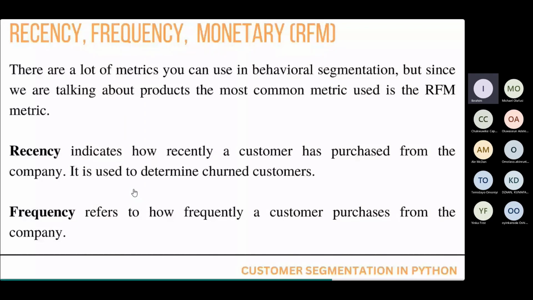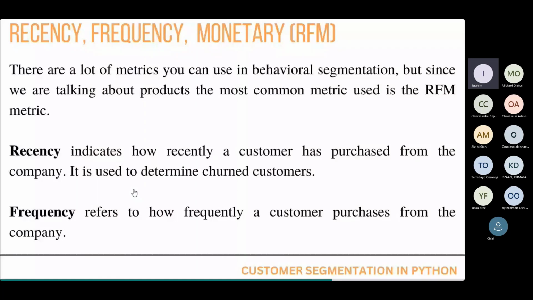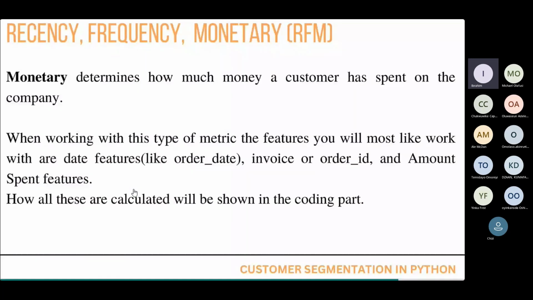With this metric, you can see that it deals with interacting with the business. Recency indicates how recently a customer has purchased, that is the behavior. If the customer has not purchased for a while, then maybe this customer has churned. Frequency means how often a customer has purchased from your company. And the last one is monetary. It determines how much money a customer has spent on the company.